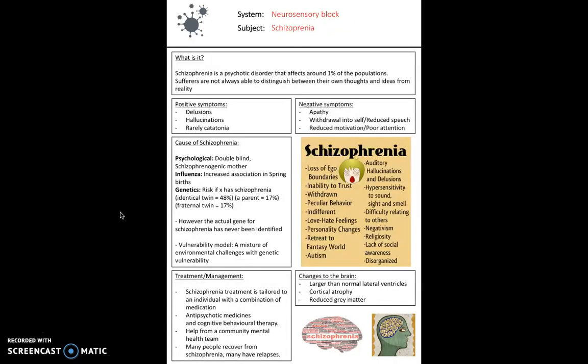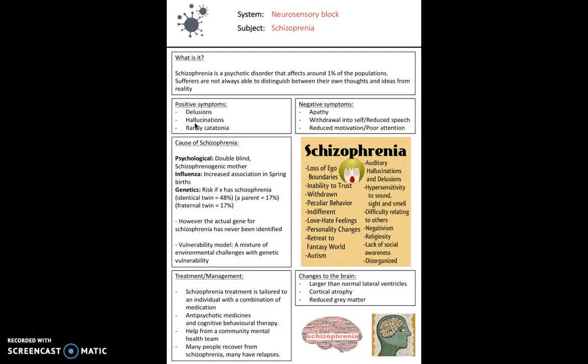Moving on, we looked at schizophrenia. This is a psychotic condition, and psychosis we can define as a mental health problem causing sufferers to perceive and interpret things differently to those around them, and it affects around 1% of the population. It's a mental disorder that causes abnormal social behaviour and a failure to differentiate what is real and what isn't. You can divide the symptoms into positive and negative. Positive symptoms are those such as delusions, hallucinations, and also rarely catatonia. Negative symptoms, you'll be thinking about apathy, withdrawal into themselves, and reduced motivation or poor attention spans.